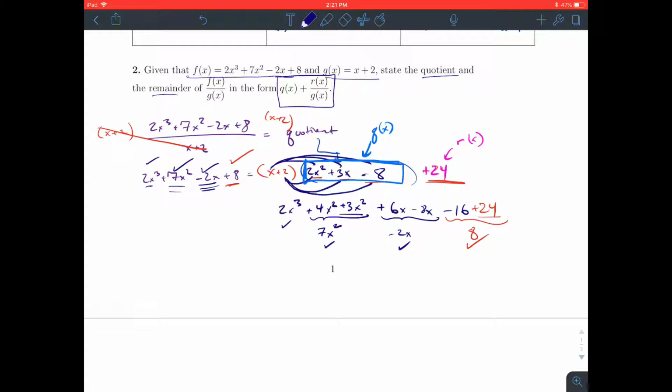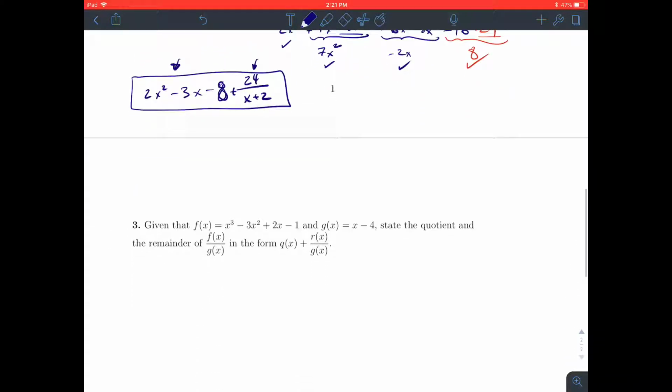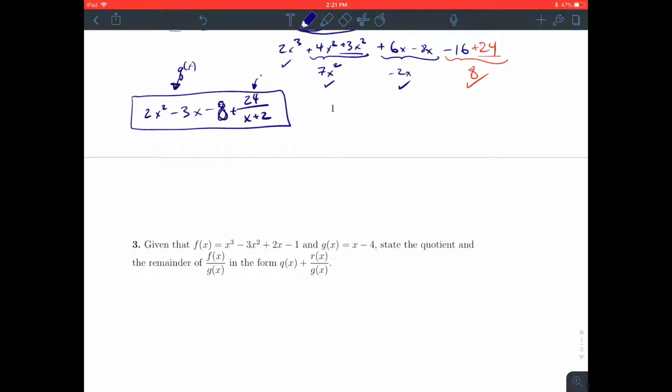So let's write the solution to our division problem in the format that they asked us. So they want q of x, so that's going to be 2x squared minus 3x minus 8. So we've got q of x plus r of x, 24, over g of x was given to us, x plus 2. So when we divide f of x by g of x, we get this quotient, and we're left with this remainder that still needs to be divided by x plus 2. That's our final answer. Let me just label those for clarity.